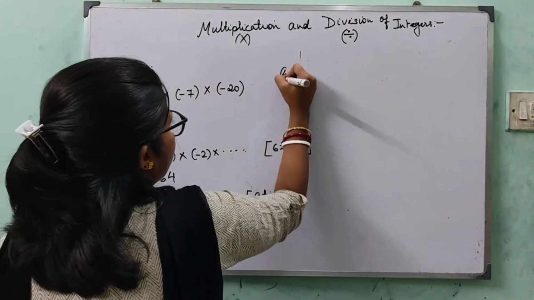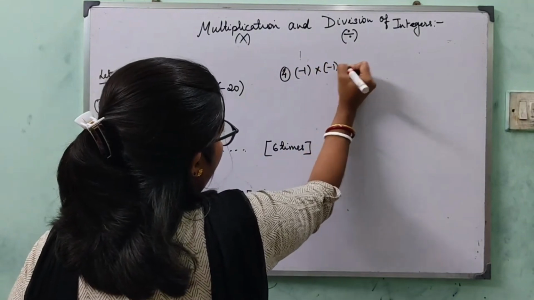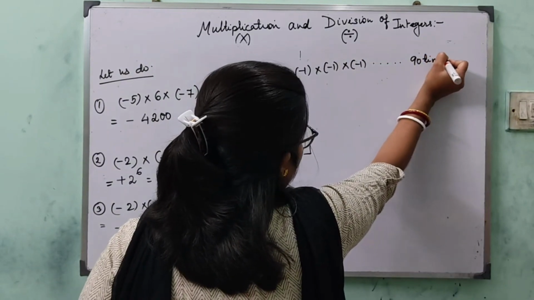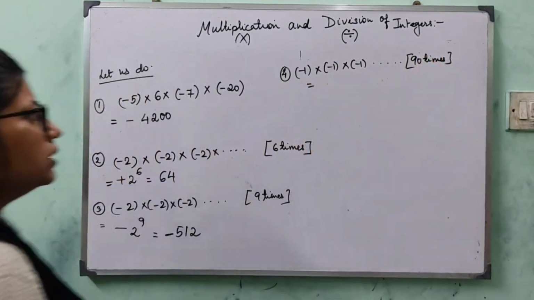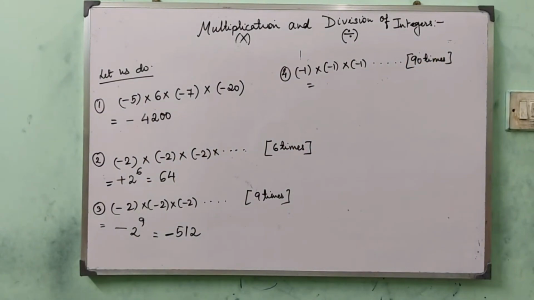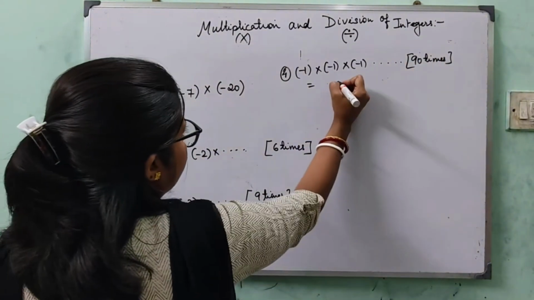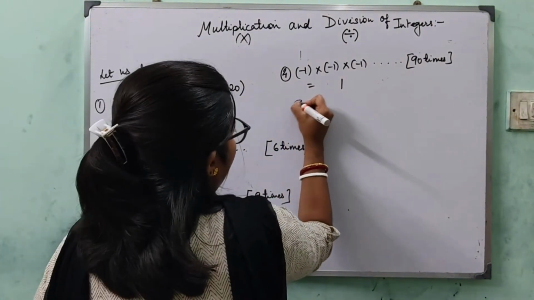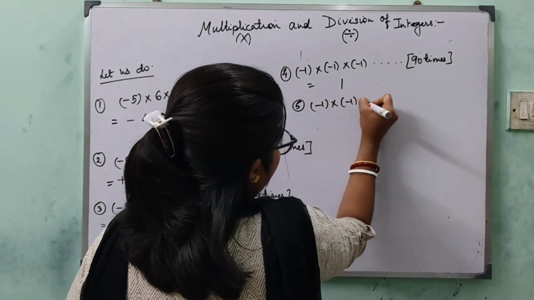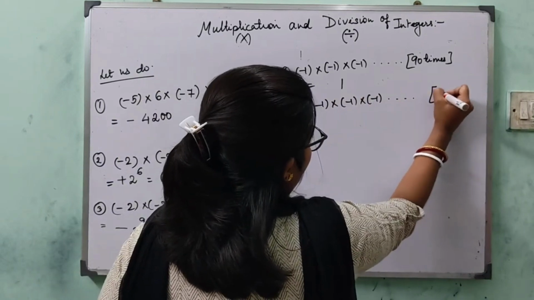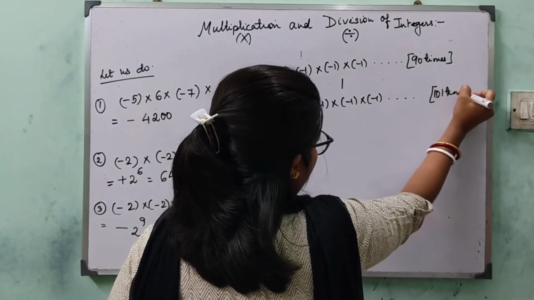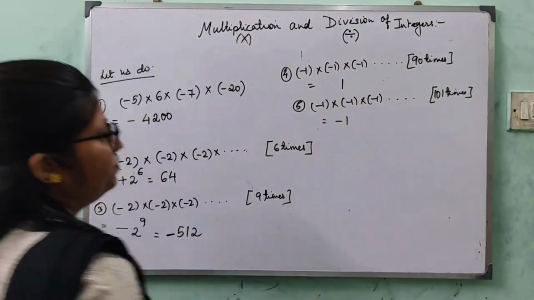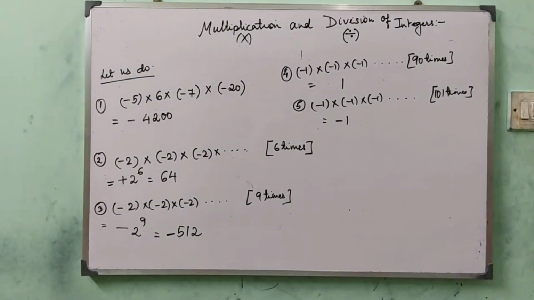Similarly, if I write one more sum over here, minus 1 into minus 1 into minus 1, say 90 times, then what will be the answer? This should not take any time at all, because 90 is an even number. So the answer will be 1. And if I multiply minus 1, 101 times, what about this? Now 101 is an odd number, so the answer will be minus 1. So I hope this is clear.